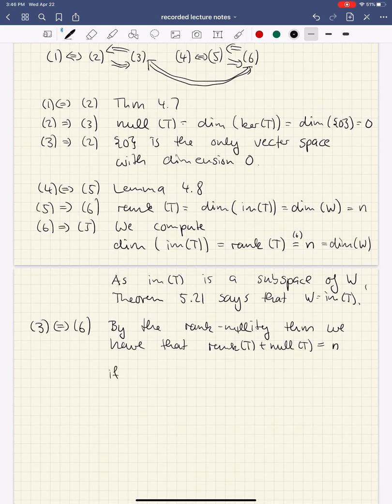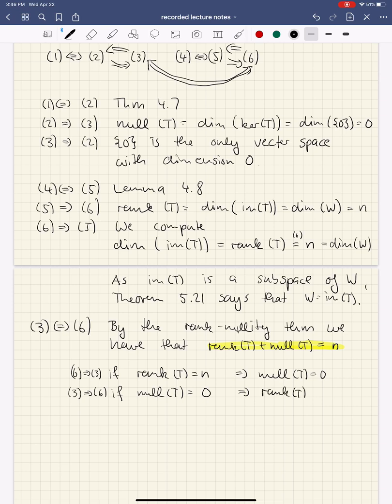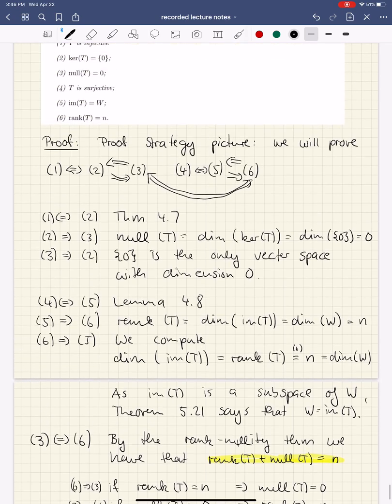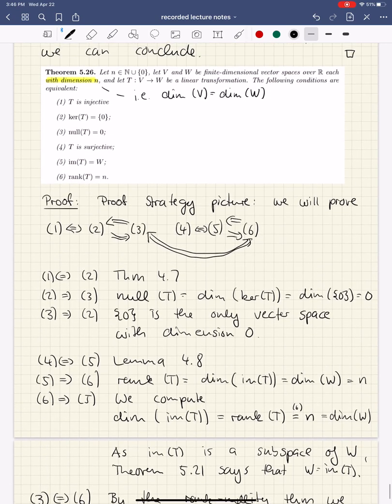So now if the rank of T is n, then this implies that the nullity is 0. So this is 6 implies 3. And now 3 implies 6: vice versa, if the nullity is 0, then by the above equation we get that the rank is n. And this finishes the proof, and it basically finishes our lecture for today.